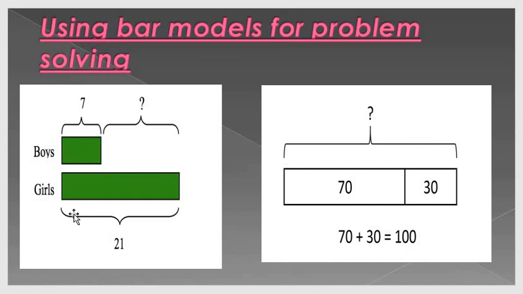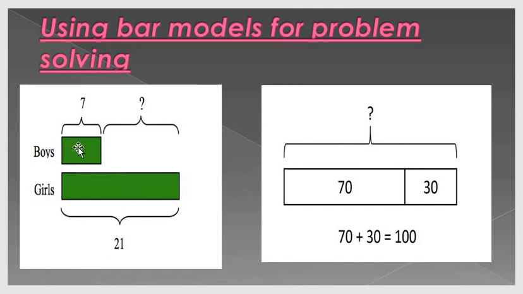Here the total student strength is 21. 21 is the total student strength. Into 21, this here is boys and here is girls. So how many boys are here? Here boys is 7, and then 21 minus 7.